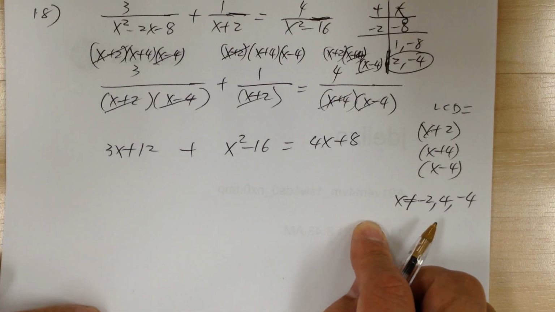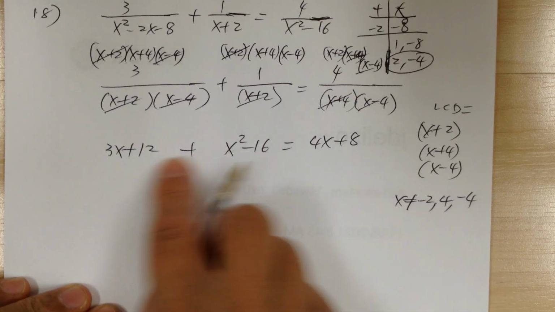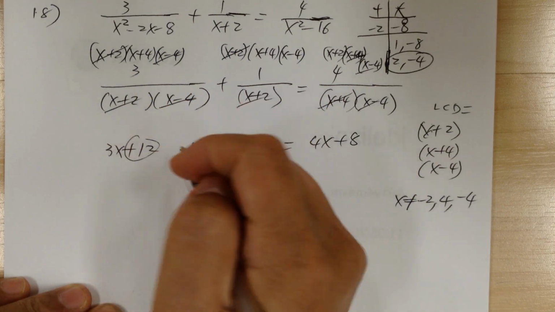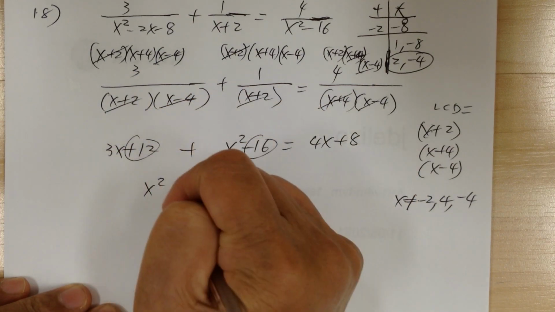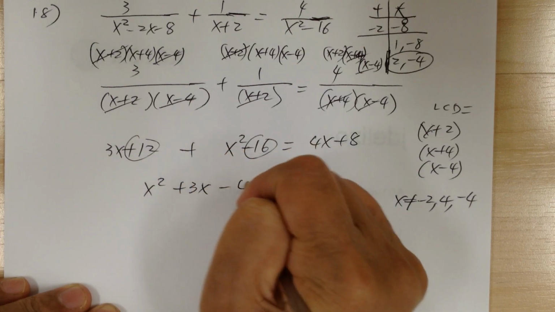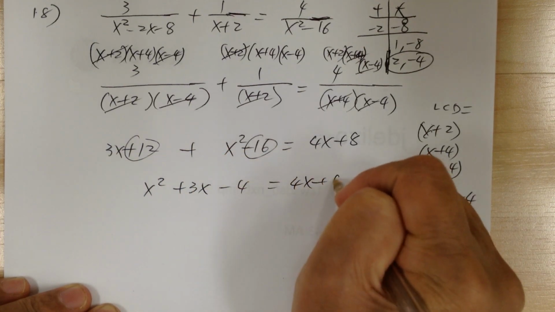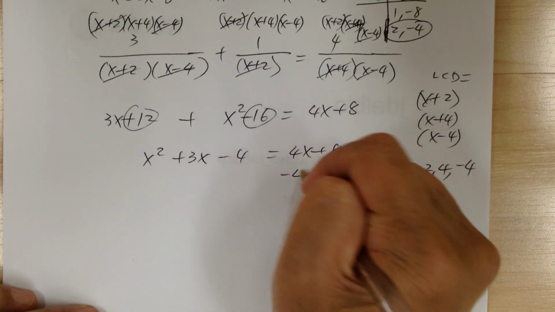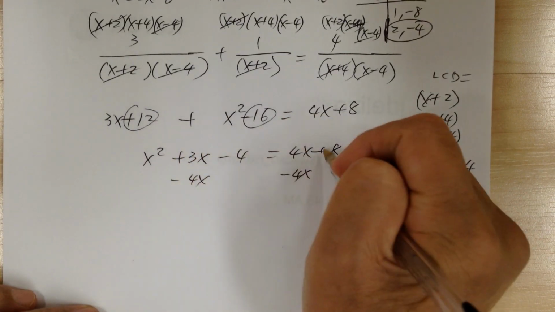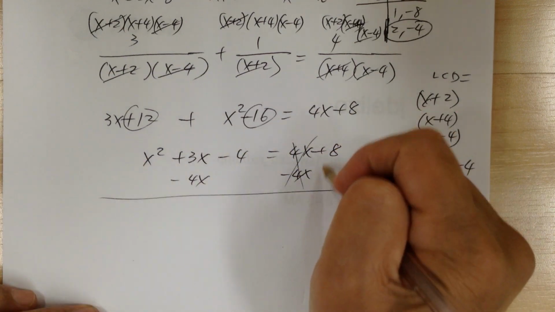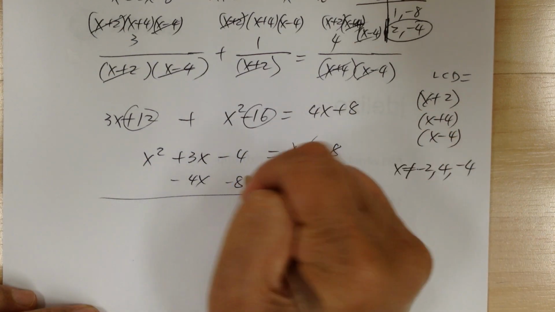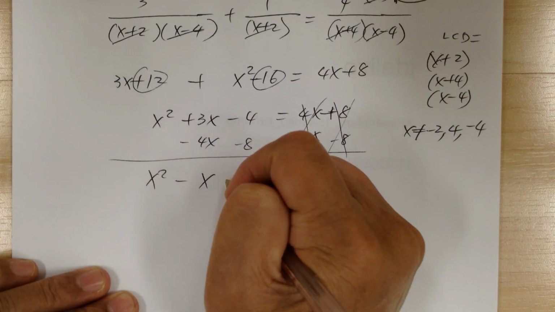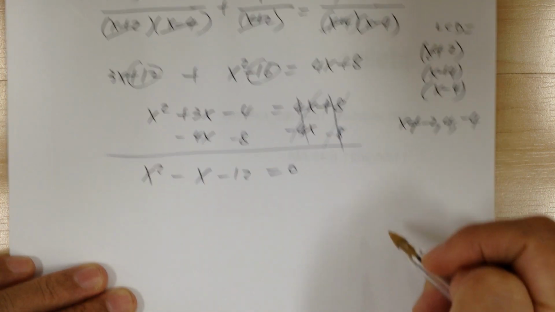Okay, so let's consolidate things a little bit. It's very messy. So let's combine this first and write it in the correct order. So we got x squared plus 3x minus 4 equal to 4x plus 8. I just combined these two, that's all. Okay, I'm going to make it equal to 0 so I can do factoring. So minus 8 on both sides. Okay, so I get x squared minus x minus 12 equal to 0.